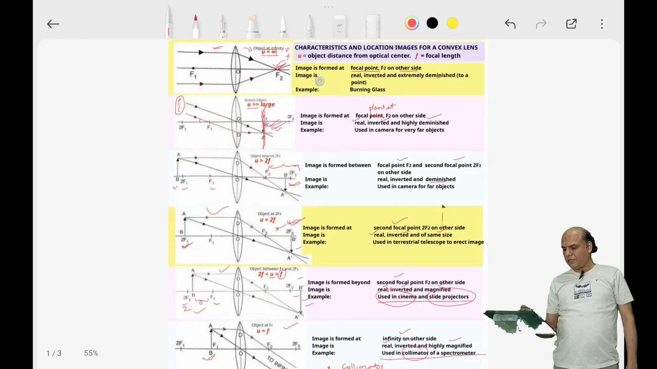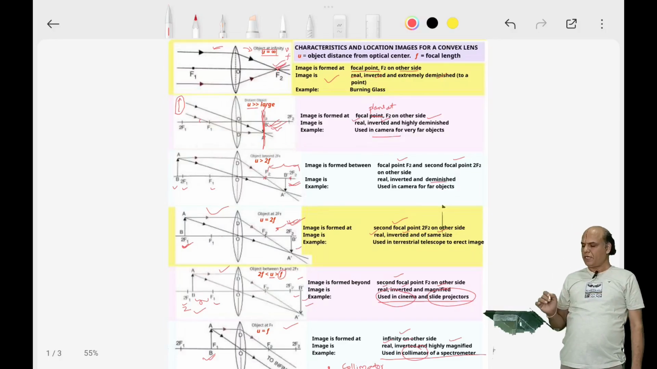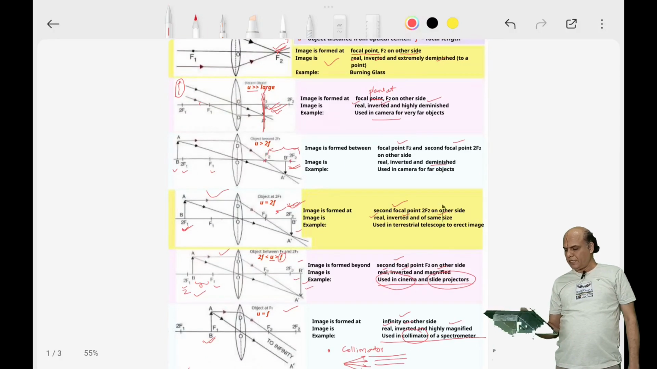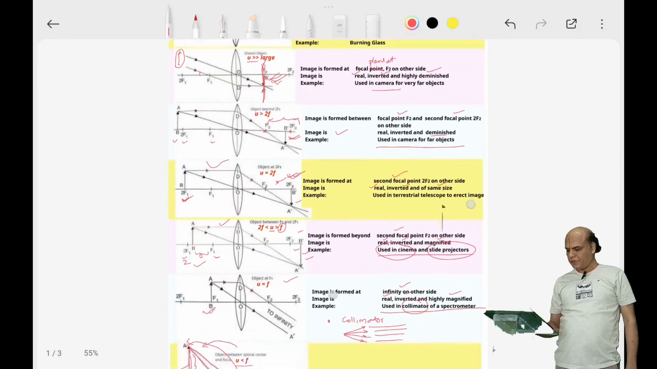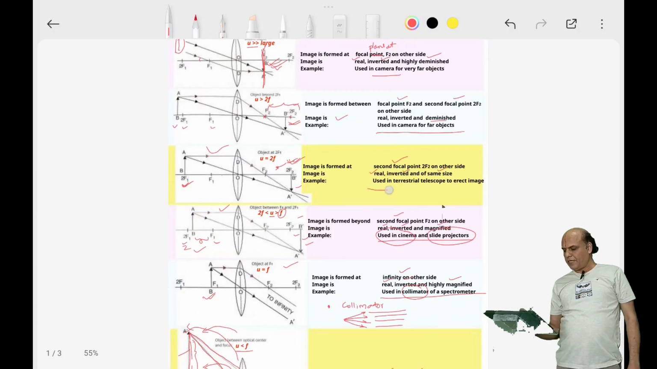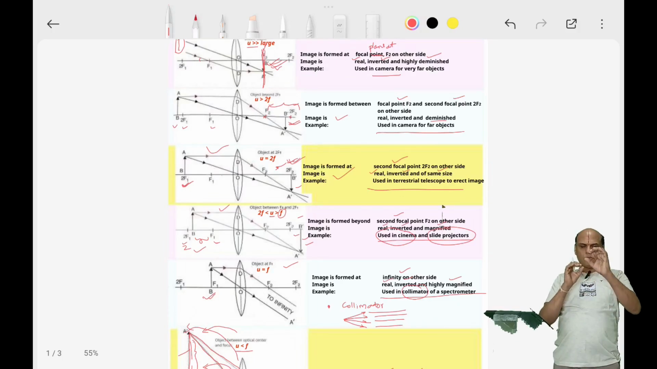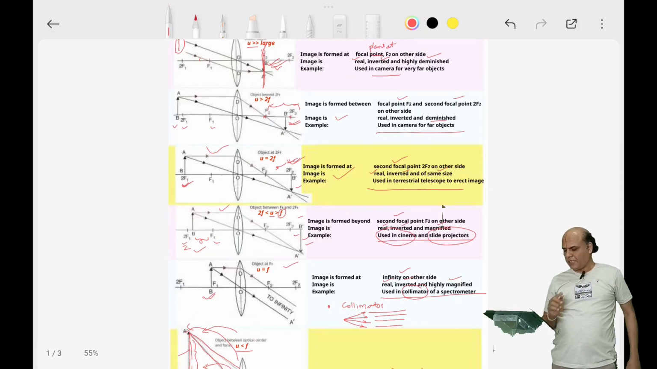So if you see the applications, the first kind is used in a burning glass. The second kind is used in a camera for picturing very far distant objects. Then the third kind is used again in a camera for far objects. Then the fourth kind is used in a terrestrial telescope. A terrestrial telescope is a telescope that you use to see long distant objects on a territory. So it is called a terrestrial telescope.